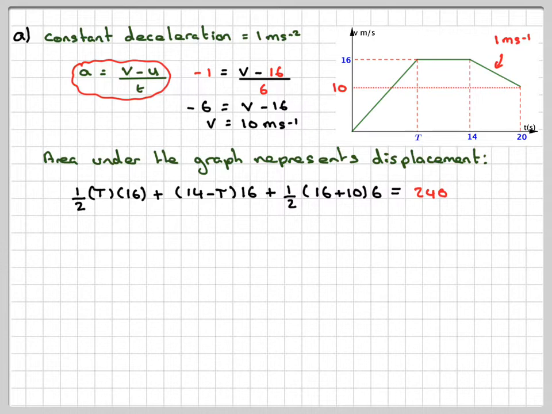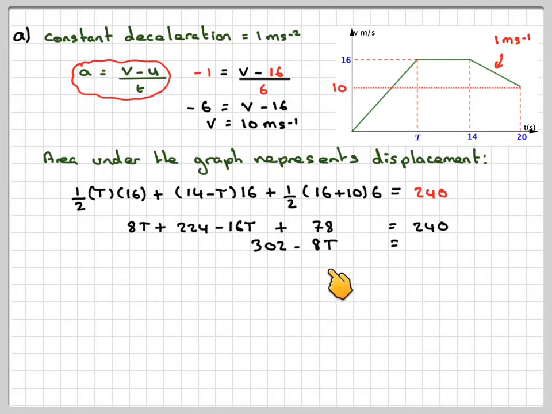So it's going to be a half of 16 plus 10 times 6, which is equal to 240. This gives me 8t. 16 times 14 is 224 minus 16t, and this, when I work it out, gives me 78, and it's still equal to 240. 224 plus 78 is 302. 8t minus 16t gives me minus 8t, which is equal to 240 minus 302. That gives me 8t is going to be equal to 62, and t will be equal to 7.75.